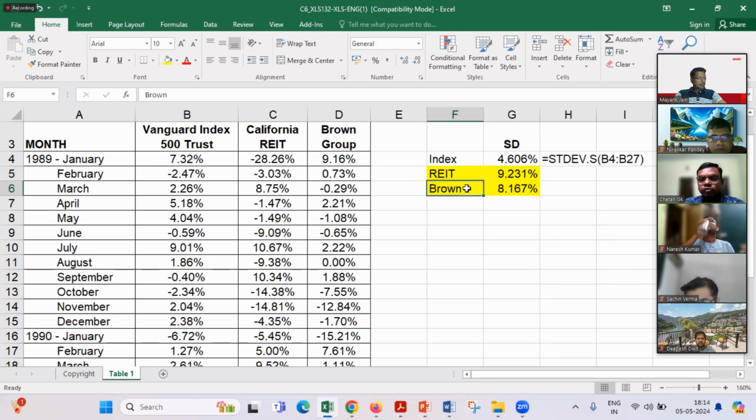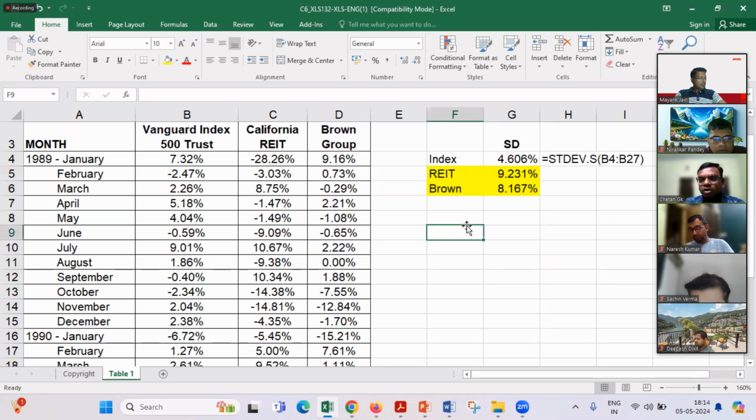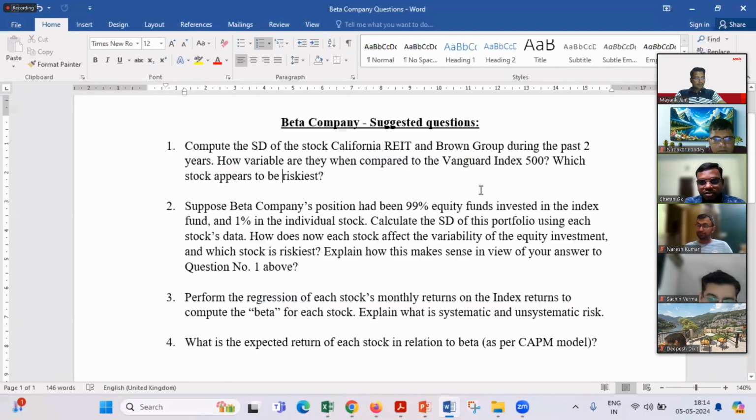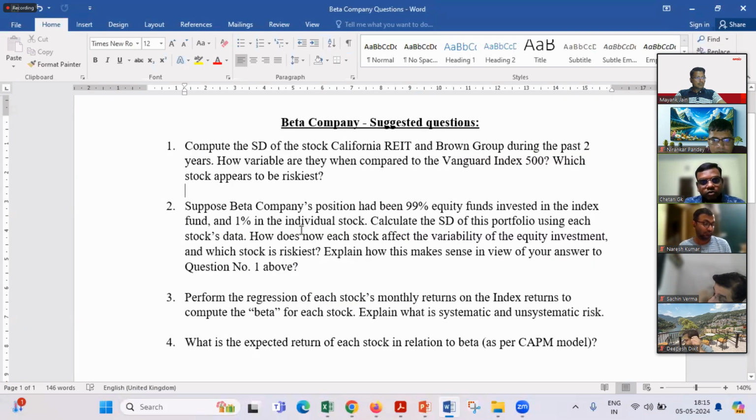Now you have understood how to measure the risk component. Is it clear, everybody, how to measure the risk and what standard deviation is all about? Let us see now. Which stock appears to be riskiest? So we have got the answer now. REIT is going to be 9.23, which is higher than 8.16%. That is the reason we said that the REIT stock has higher return, higher risk, right? Let us go to the second question now.